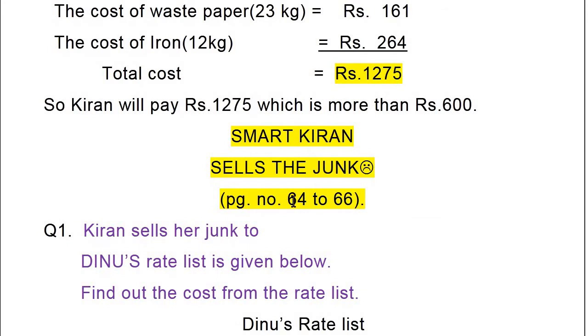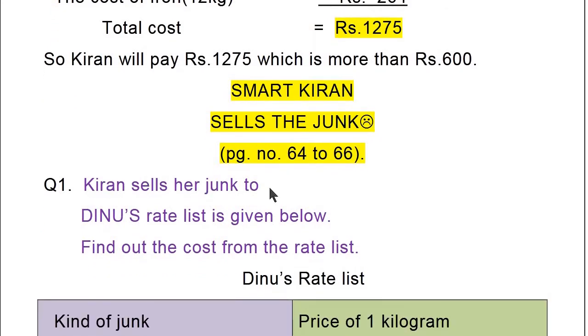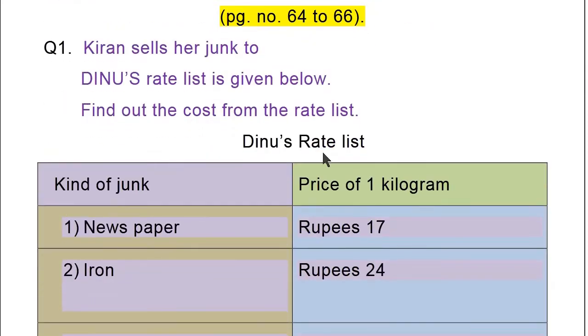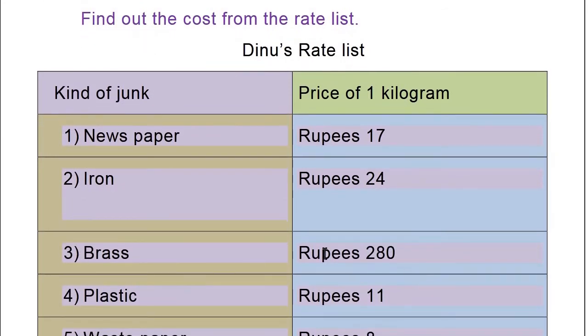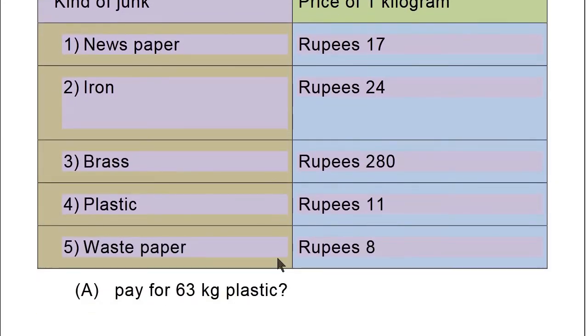Now pages 64 to 66. Smart Kiran sells the junk. Kiran sells her junk to Dinu's shop and Dinu's rate list is given below. Find out the cost from the rate list. Dinu's rate list: kind of junk and price of 1 kg. Newspaper 17 rupees, iron 24 rupees, brass 280 rupees, plastic 11 rupees and waste paper 8 rupees.